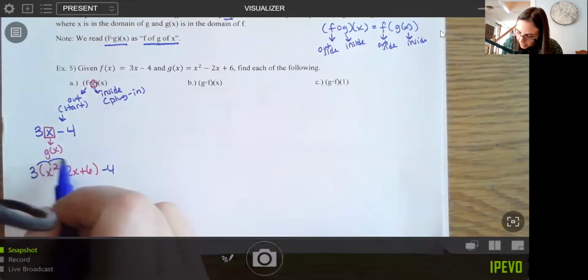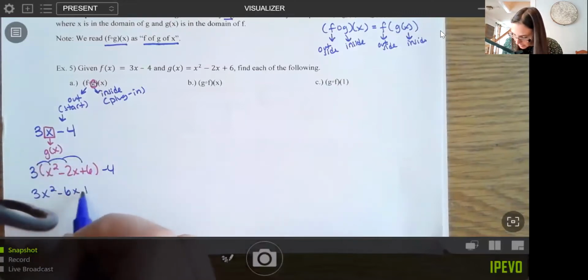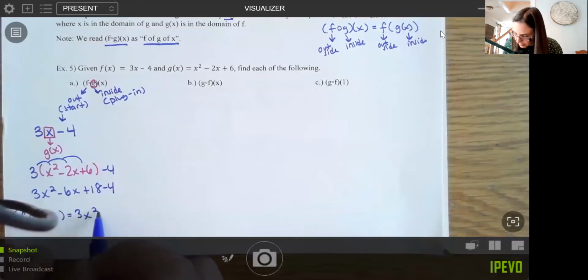So I can go ahead and multiply this out. 3x squared minus 6x plus 18, and then minus 4. So f of g of x is equal to 3x squared minus 6x, and then I can combine this into plus 14.